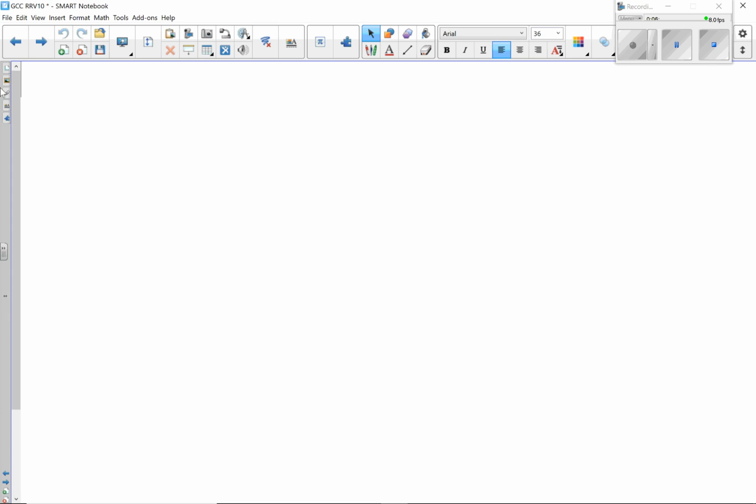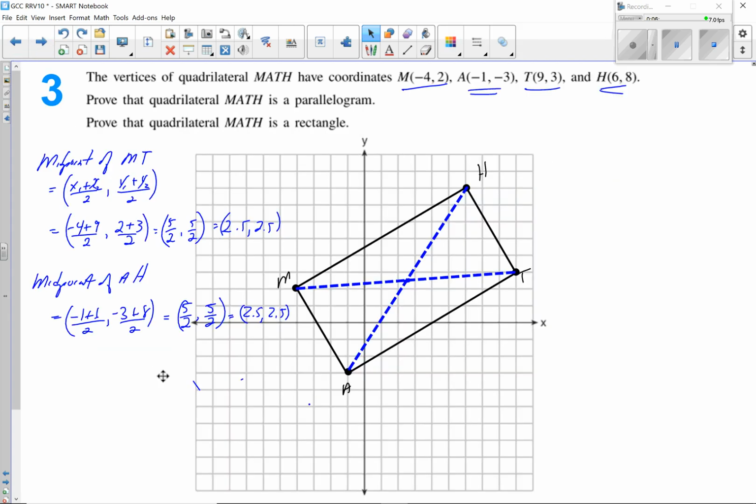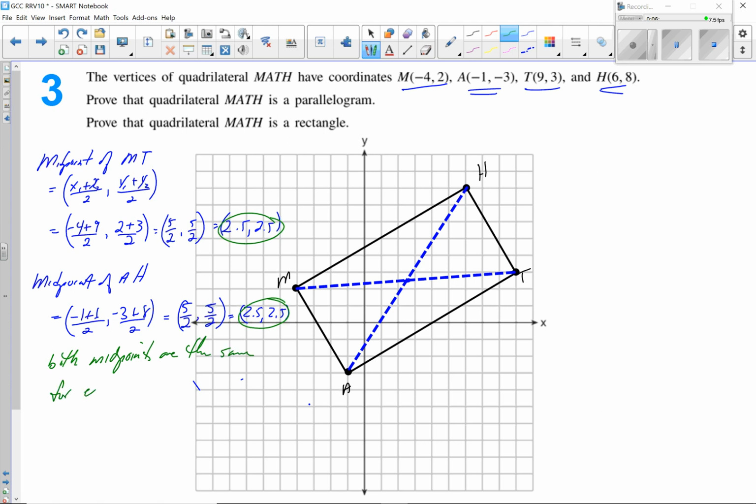We've got the two midpoints are, in fact, the same thing. So now I can say for certain that, whichever one you have here, both midpoints are the same for each diagonal.